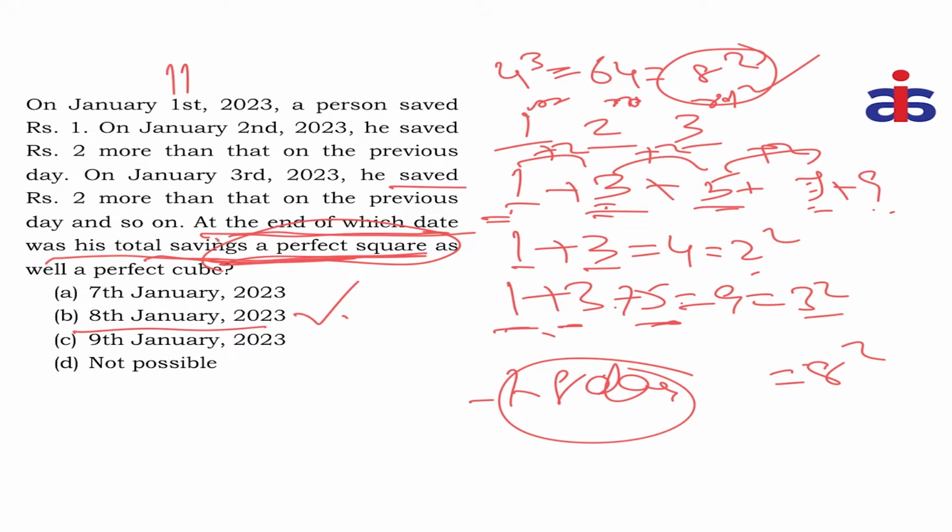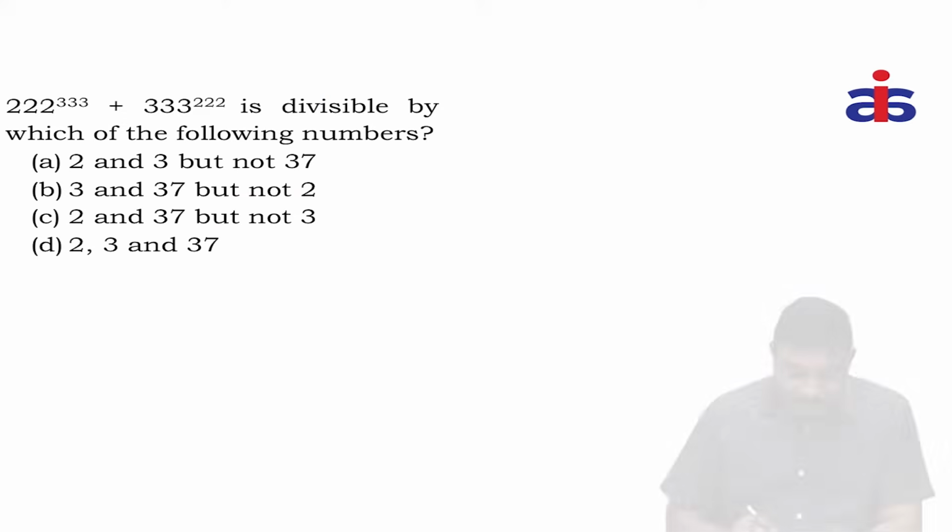Right? That is 8. So 8 means you have to add 8 days, that is, you have to add 7. So from the first to the 8th, definitely you have to add 7 and 6. This is a little bit of small logic. Okay, for now this answer is 8 only. Then next.